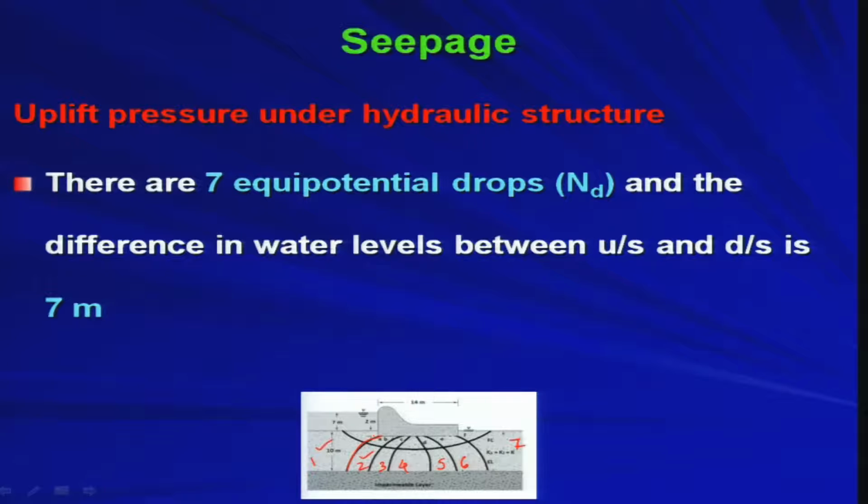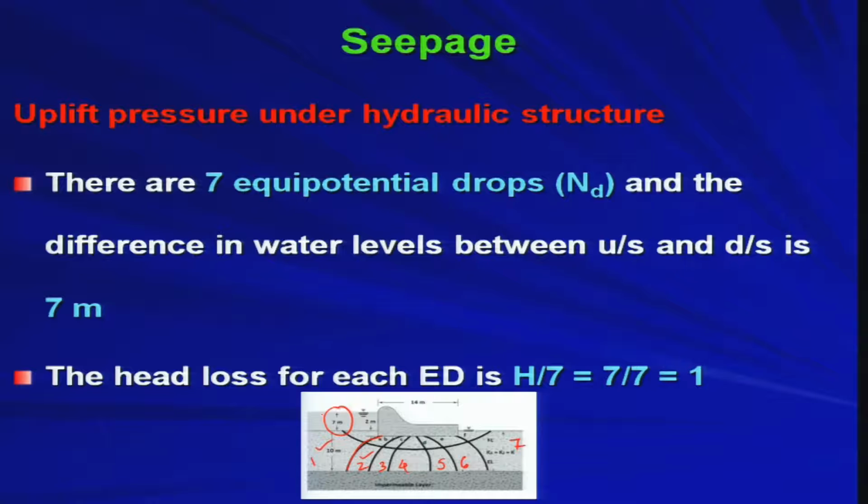Now, the difference in water level between upstream and downstream, I told you, will be 7 meter. So, these two pieces of information we are getting from this flow net construction, as we discussed in the previous lecture. The head loss for each equipotential drop will be how much? H by 7. H is 7, that is the total head loss. So, for each equipotential drop the head loss will be 7 by 7, that is 1.